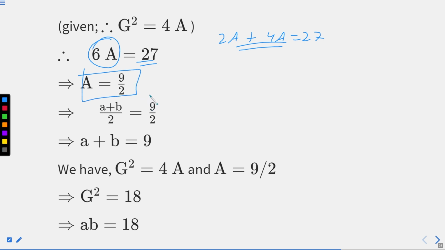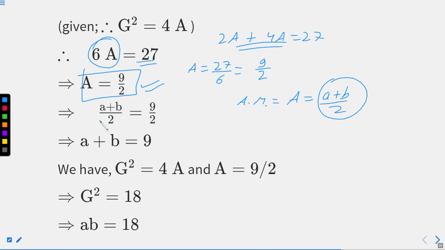A is 9 by 2. Clear? A is 27 by 6, and taking 3 common, we remain with 2 in the denominator and 9 in the numerator. Now I know the AM, which is A, which further equals (A plus B) by 2. So (A plus B) by 2 is equal to 9 by 2. From here we can easily say the 2 cancels out, so A plus B is 9.